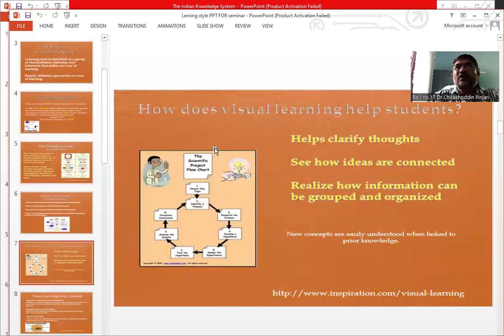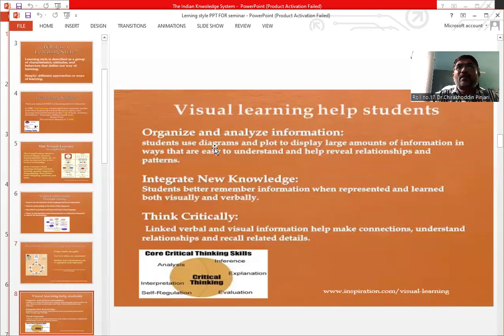How does visual learning help students? It helps clarify thoughts, see how ideas are connected, and realize how information can be grouped and organized. New concepts are easily understood when linked to prior knowledge. Visual learning helps students to organize and analyze information. Students use diagrams and plots to display large amounts of information in ways that are easy to understand and help reveal relationships and patterns.